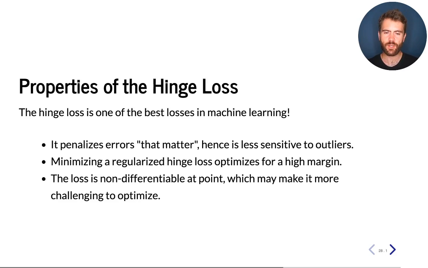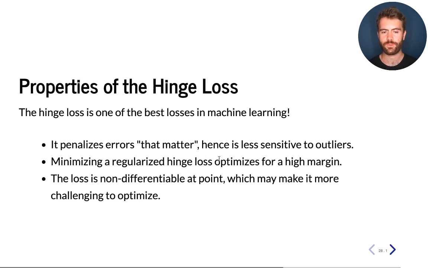Because it penalizes only errors that matter, it is less sensitive to outliers. In other words, if we are not able to classify a certain point properly because it has a slightly different distribution, but our error is on the good side, then we don't penalize this. And so for points that are outliers, this is not as much of a problem. Also, if we minimize the regularized hinge loss, as I showed earlier in this video, we are actually optimizing for a high margin, which is good. It's a property that we want. So by minimizing the hinge loss, we are finding classifiers with a high margin, and that's not necessarily true for other kinds of losses.